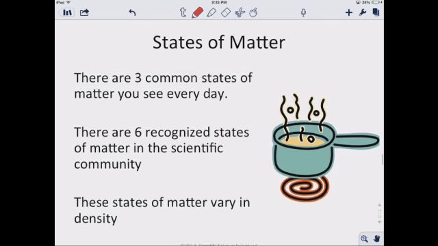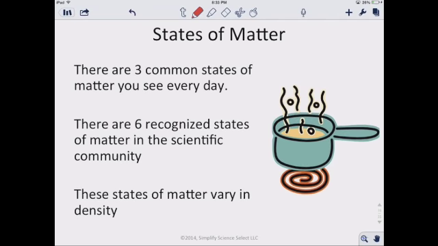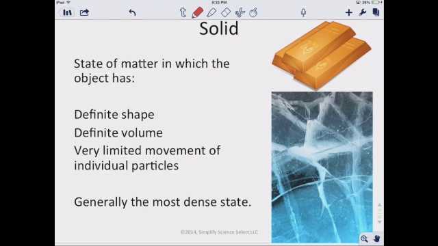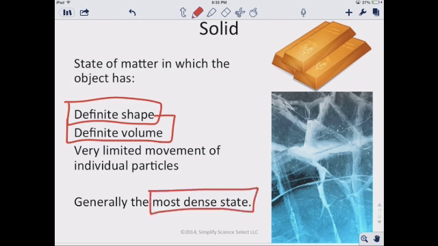Onto our states of matter. There are 3 common states of matter that you see every day: the solid, liquid, and gas. There are 6 recognized states of matter in the scientific community, and these states of matter vary in density. A solid is the state of matter in which an object has a definite shape, a definite volume, very little movement, and is generally the most dense.